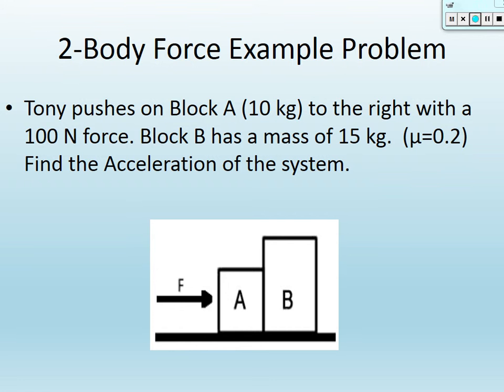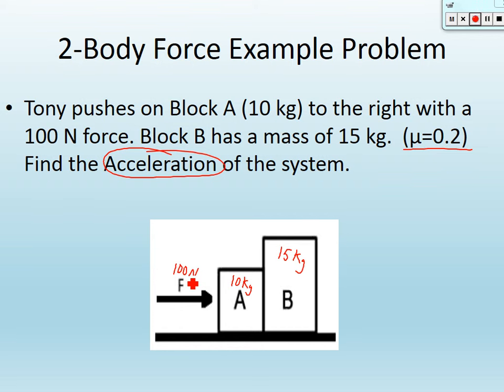It says Tony pushes block A, which is 10 kgs. So I'm going to put 10 kgs in this one. He pushes it to the right with a 100 Newton force. So that applied force here is 100 newtons. And block B has a mass of 15 kgs. The coefficient of friction is 0.2, so we're going to have to use that to find friction. And it says find the acceleration of the system. We want to know how fast these blocks are going to accelerate if he pushes on it with a 100 Newton force.